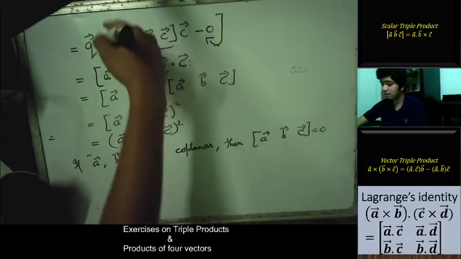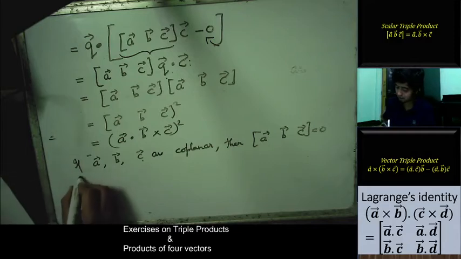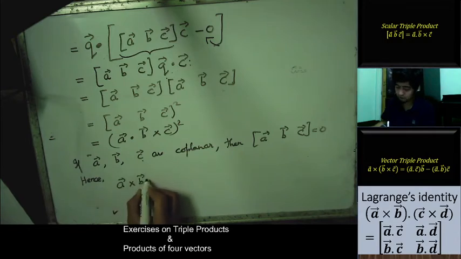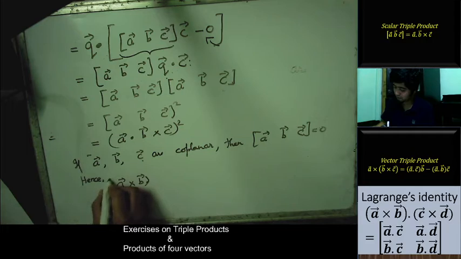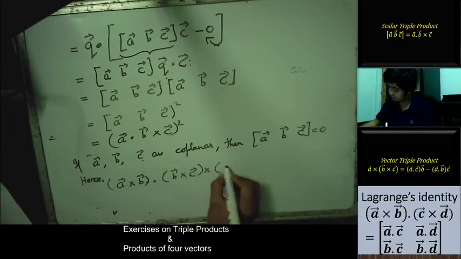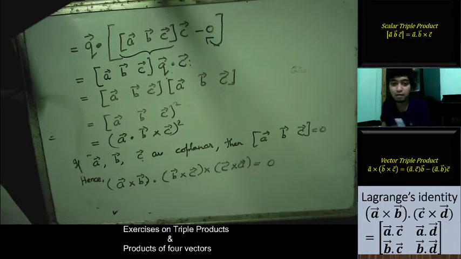So the total value of this one will be equal to 0. So hence A cross B dot B cross C cross C cross A will be equal to 0. I hope that is clear. Okay, so this is what we can conclude.